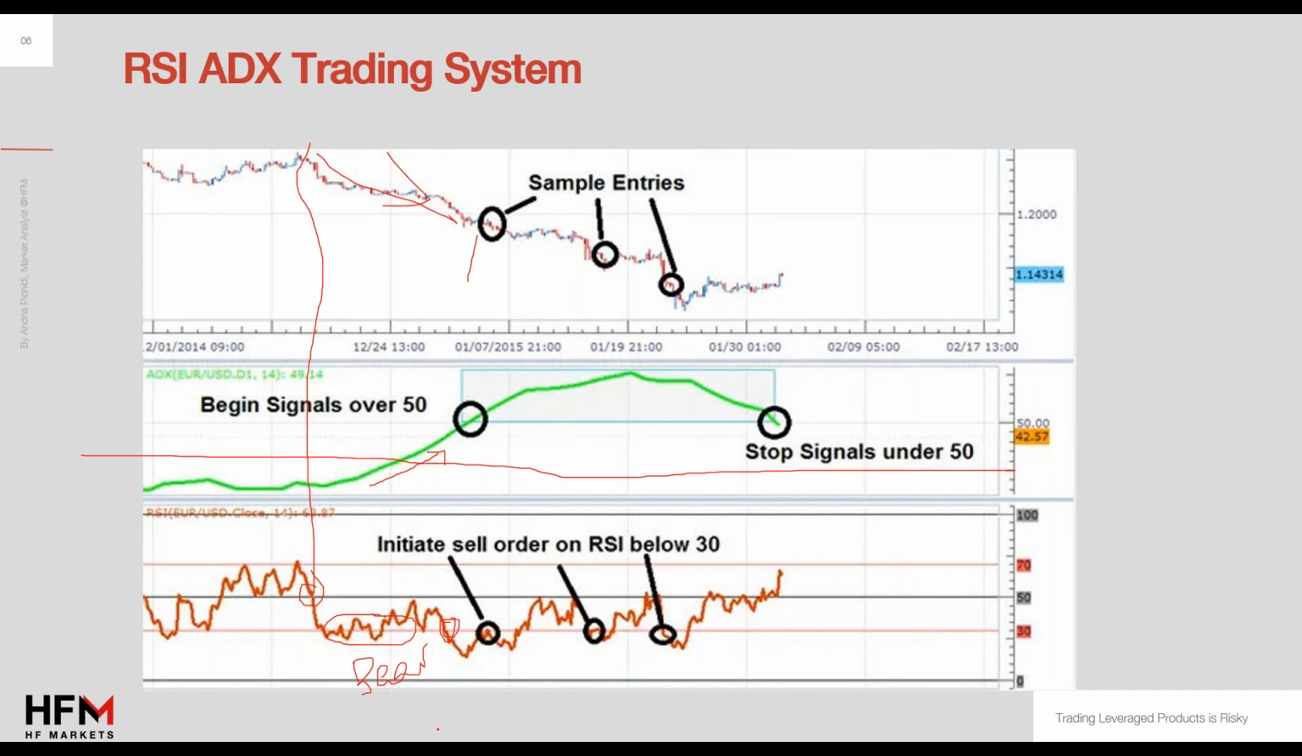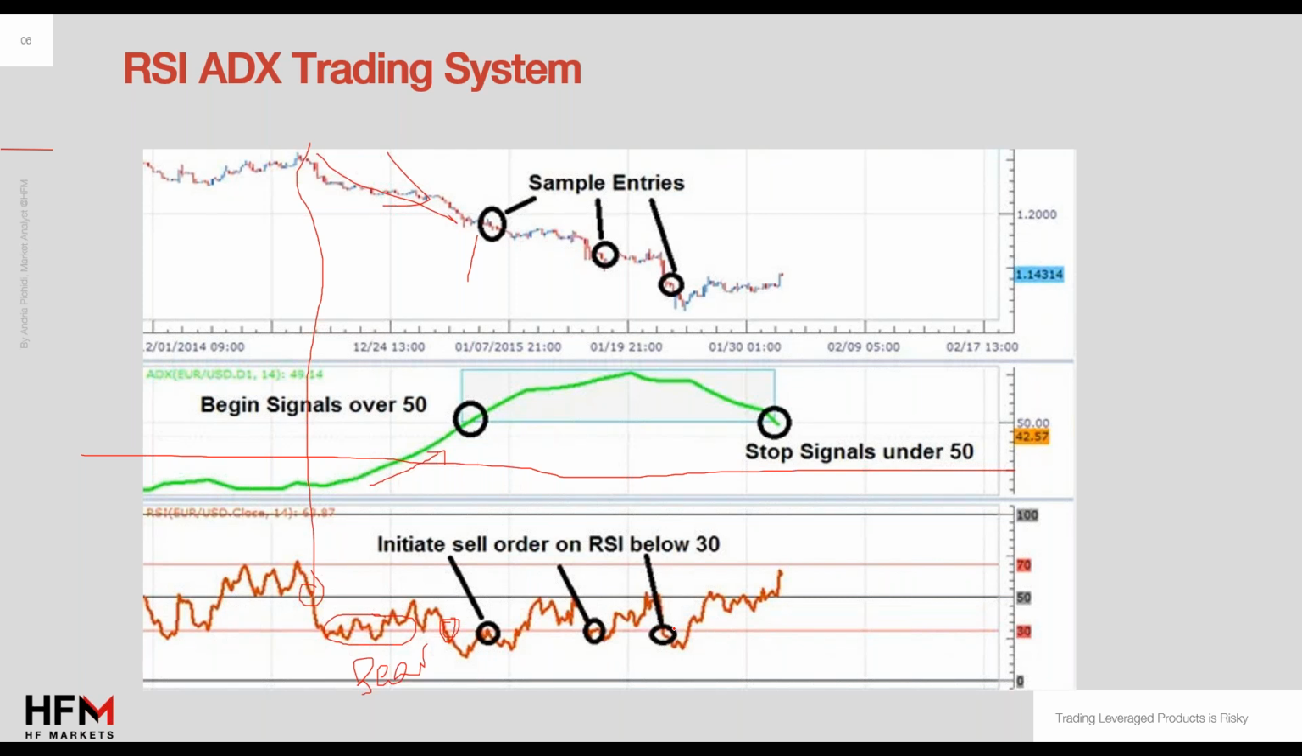The second entry was taken because we saw the RSI failing to move above 30. The third entry again has to do with RSI and the fact that RSI crossed again below 30.